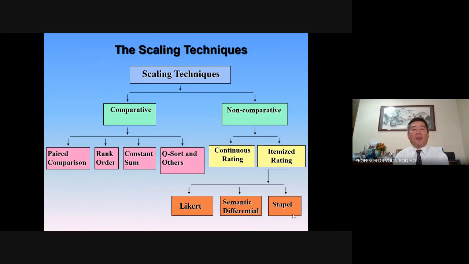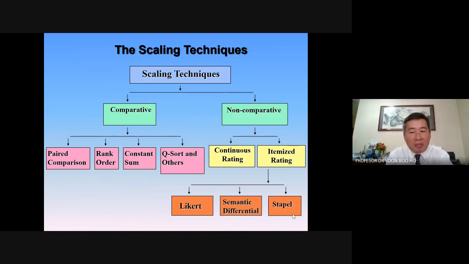So for this comparative technique, you can use what we call the paired comparison, by comparing two objects at a time and carrying out the measurement, right? Followed by rank order, constant sum, Q-sort, and other techniques, right? Whereas for a non-comparative technique, you can have this continuous rating scale or itemized rating scale.